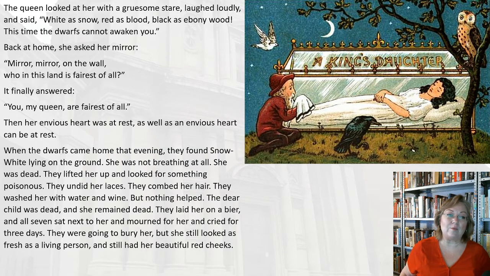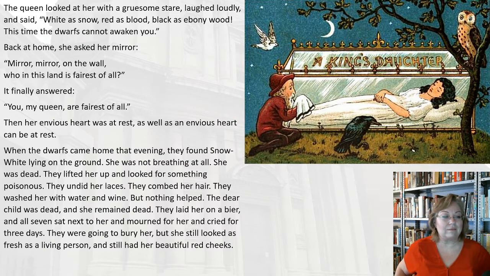When the dwarfs came home that evening, they found Snow White lying on the ground. She was not breathing at all. She was dead. They lifted her up and looked for something poisonous. They undid her laces. They combed her hair. They washed her with water and wine, but nothing helped. The dear child was dead, and she remained dead. They laid her on a bier. A bier is a platform on which a dead body is resting. And all 7 sat next to her and mourned for her and cried for 3 days.